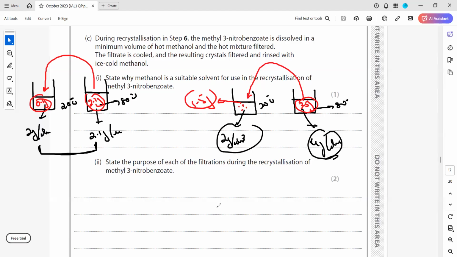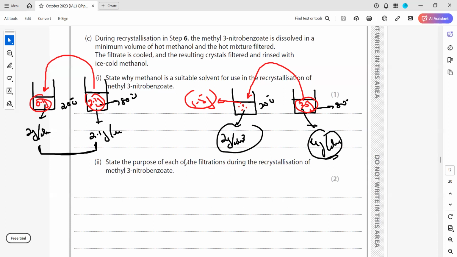So why is methanol suitable? Because its solubility changes with temperature, and there's a greater change in the solubility. Clear? Yes. So the significant change in solubility at high temperature will allow us to gain more mass when we recrystallize. Right. Okay.